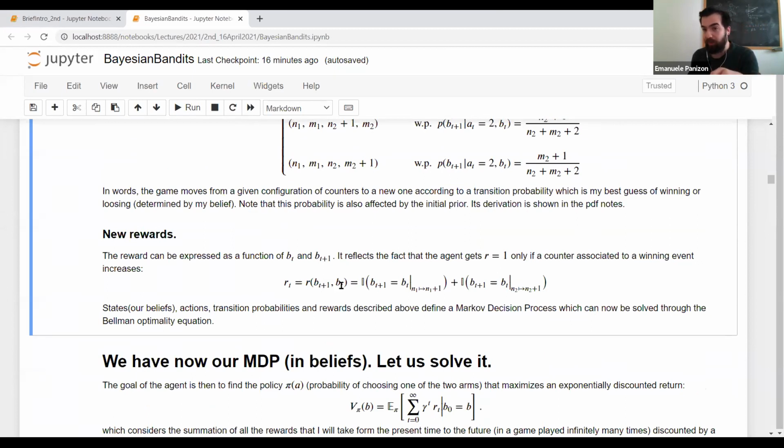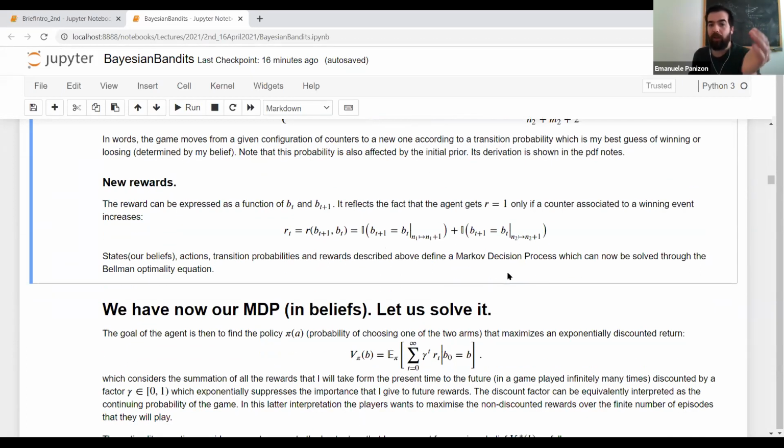It says that the reward, if you go from a belief to the next belief, is 1 only if I'm moving to the belief where I have had a success in N1, in arm 1, or it's 1 if I'm moving from a belief of N2 to N2 plus 1, which corresponds to a success in arm 2. Okay, so we have defined everything we needed for a new MDP.